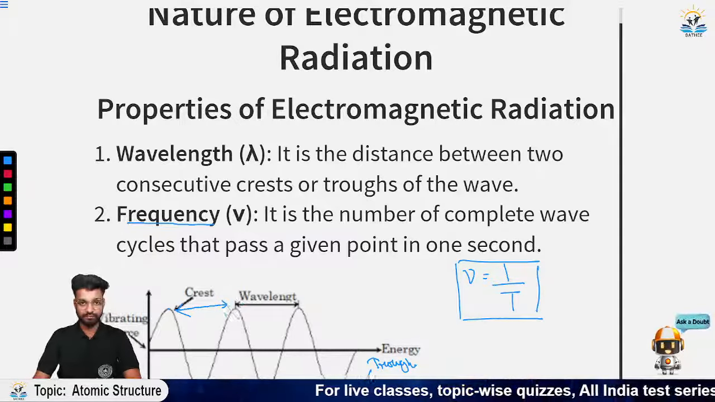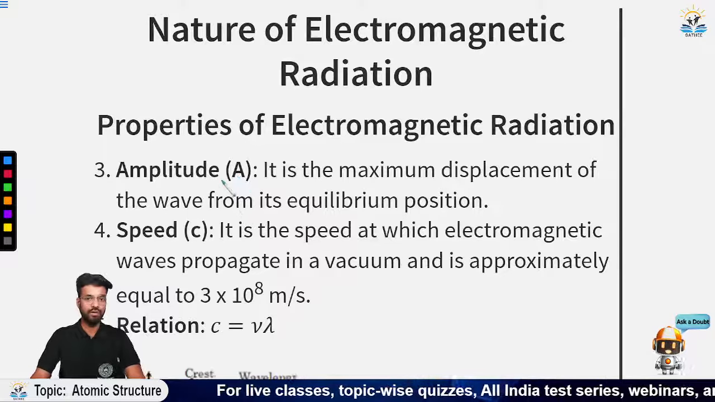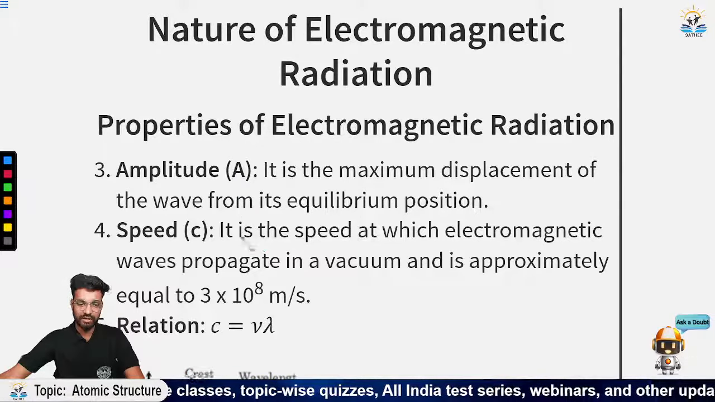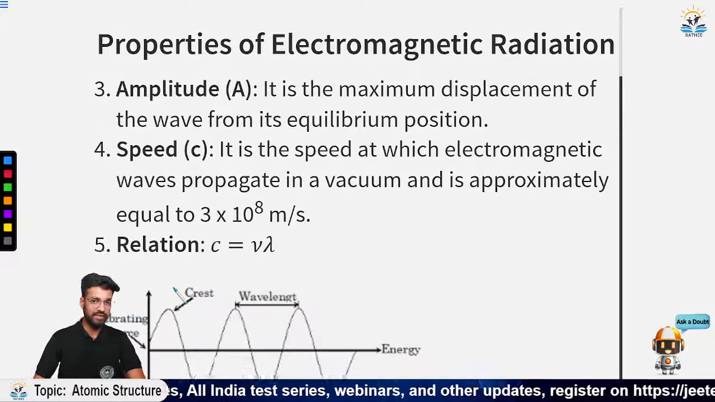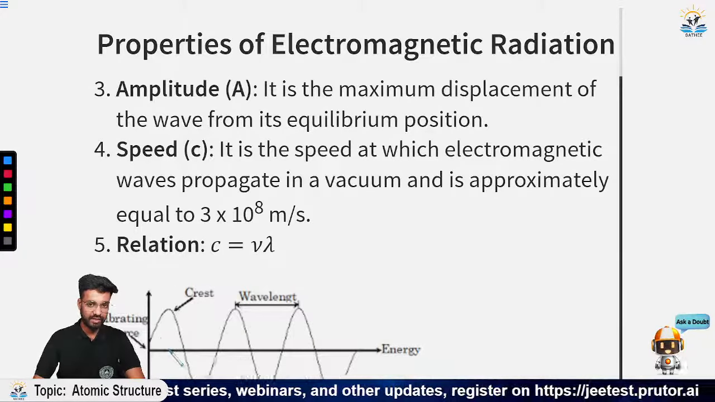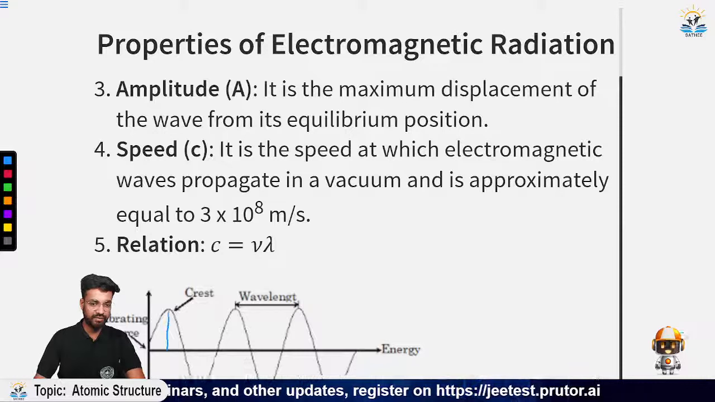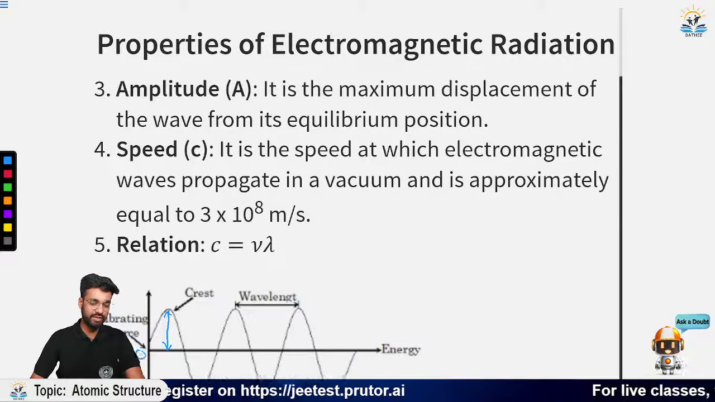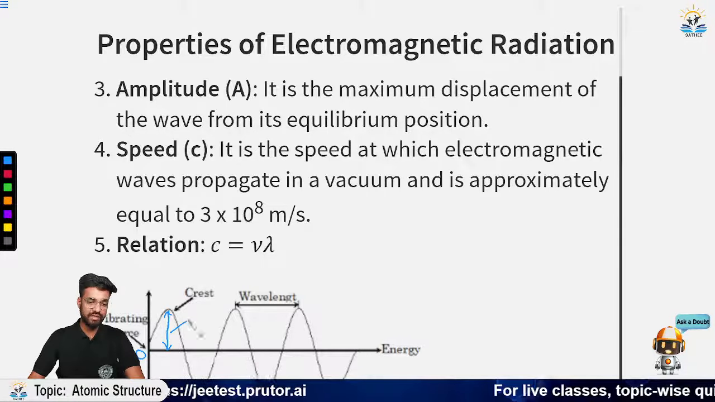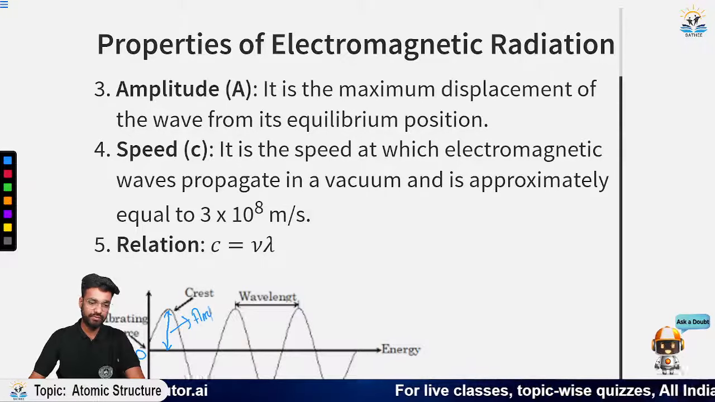Next we will move to the amplitude. So what is amplitude? If you see the diagram here, this is the maximum displacement of the wave from its mean position. This is the mean position, you can call it 0. So this distance is called the amplitude.